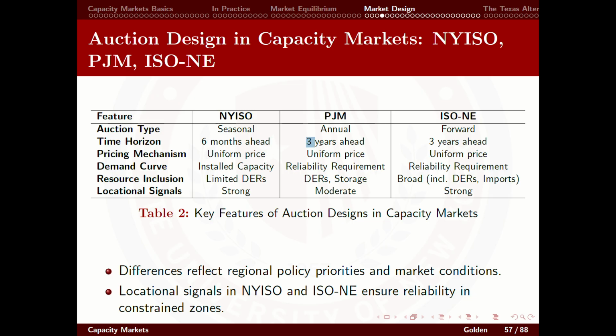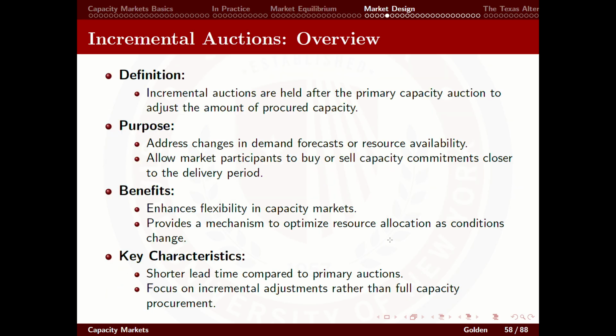And then PJM and New England are both 3 years ahead. So differences reflect regional policy priorities and market conditions. And then locational signals in ISO and ISO New England help ensure reliability constrained zones. You also have an interesting market quirk, which are incremental auctions.